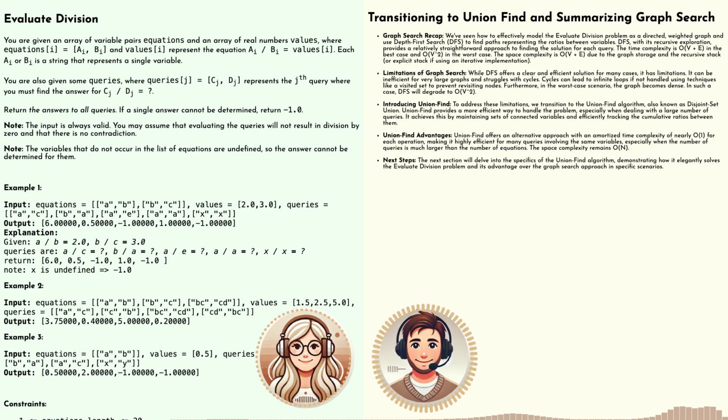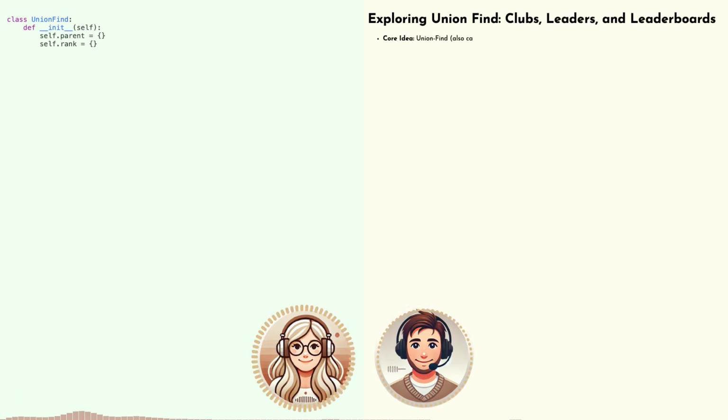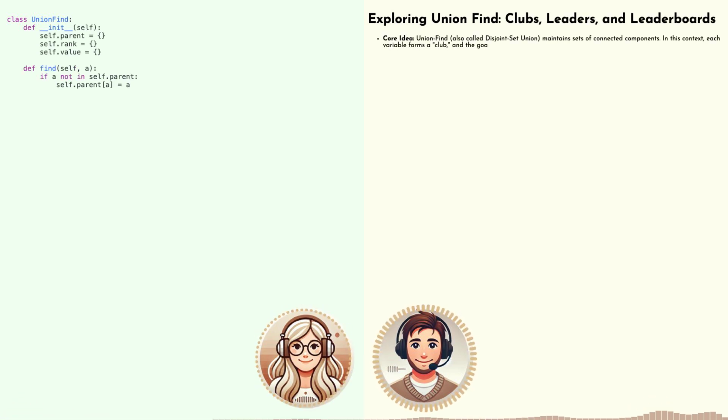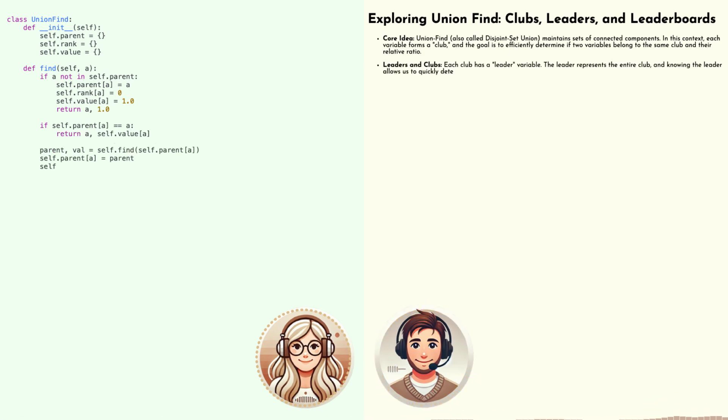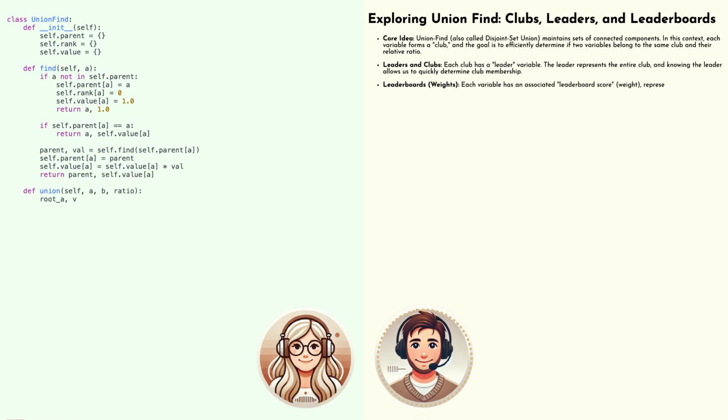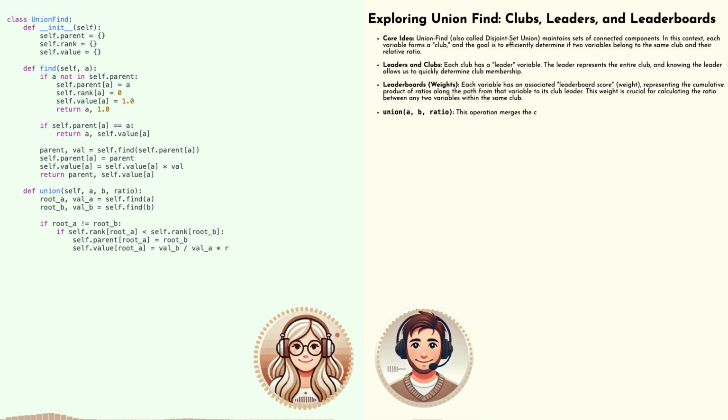Now I'm even more curious about this union find thing. Ready to venture into that territory? Absolutely. Let's switch gears and explore how this family-oriented approach tackles evaluate division. Okay, union find. It sounds like something out of a sci-fi movie. Right. Like variables forming alliances to solve equations. But seriously, how does this grouping idea actually help us calculate those ratios?